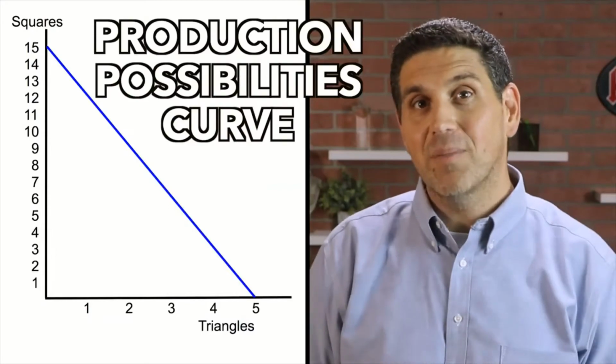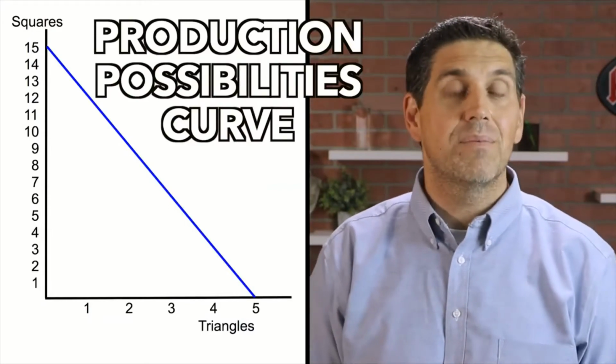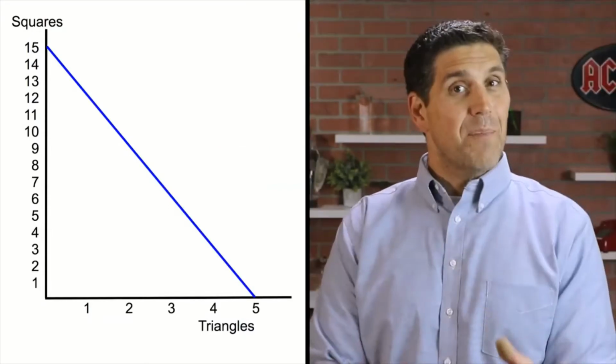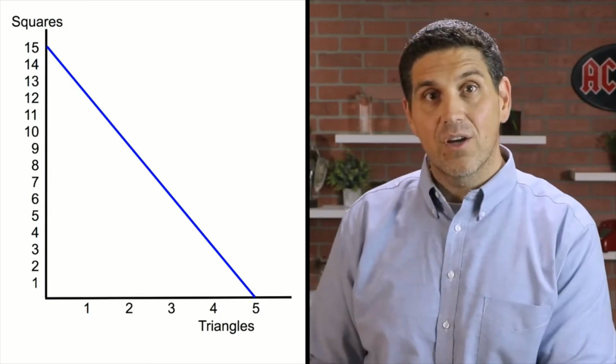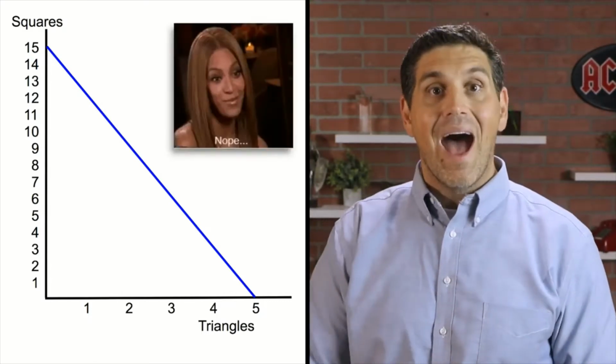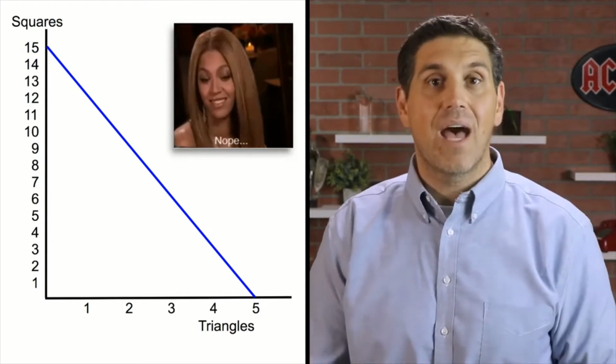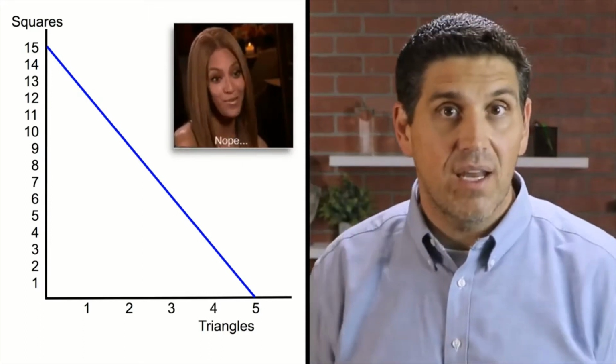The production possibilities curve illustrates a lot of the key concepts that you learn in economics. For example, notice that I can't produce 15 squares and 10 triangles all at the same time. I can't produce any combination that's outside the curve. Why? Well, because of scarcity.